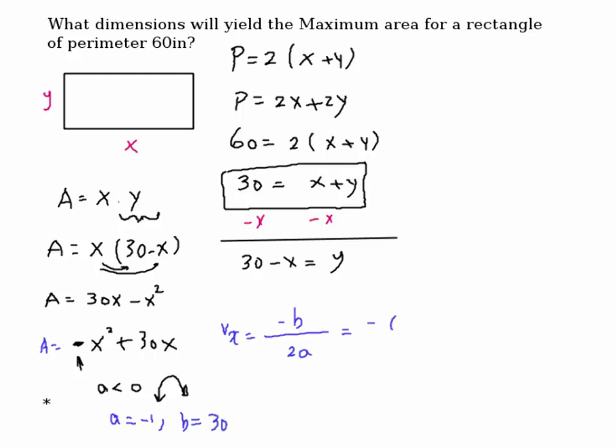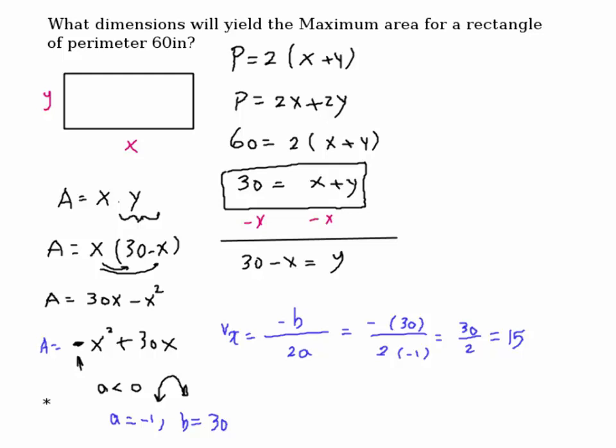So it would be minus 30 over 2 times minus 1. So it looks like we get 30 over 2 when we reduce the negatives. So that would be equal to what, anyone? What would be V of x? V of x is equal to 15, right? So V of x is equal to 15.